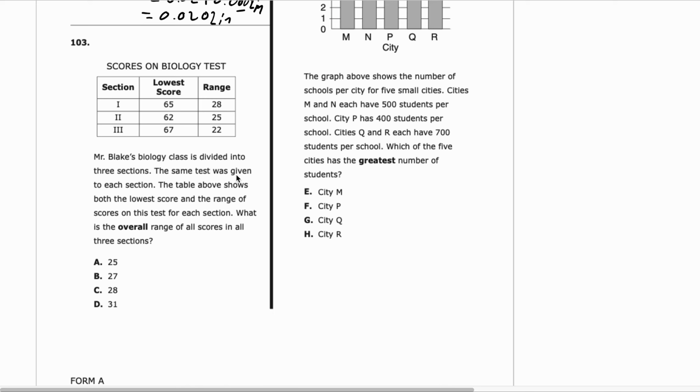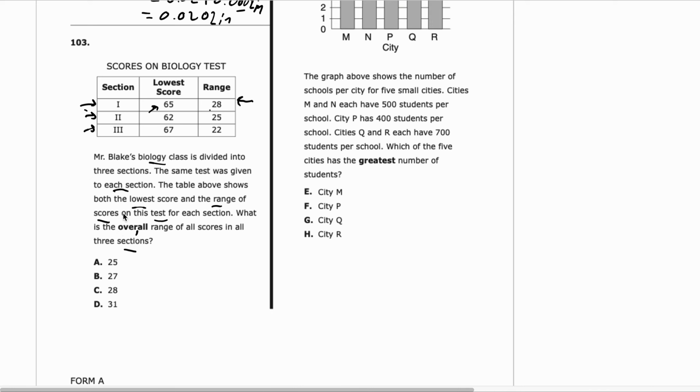Okay, 103. So we have scores on biology tests. So we have 3 different sections. We have a range of scores, and we have the lowest score. So Mr. Blake's biology class is divided into 3 sections. The same test was given to each section. The table above shows both the lowest score and the range of scores on this test for each section. What is the overall range of all scores in all 3 sections?